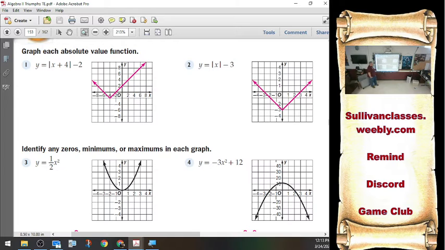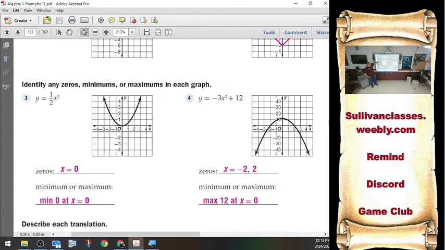Okay. Below that, these graphs were already done for us. You just had to tell me stuff about them. Remember that every parabola will have a vertex that is either a maximum or a minimum. And wherever it hits the x-axis, those are called your zeros or your solutions.